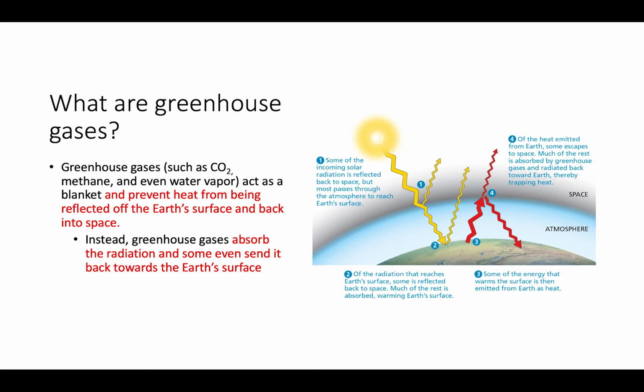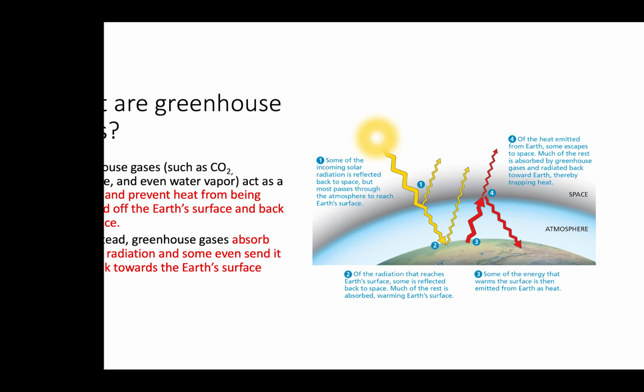And so that's why we say that greenhouse gases act as a blanket, because when they reflect that heat back down towards the surface of the Earth, they're contributing to the increased warming of the surface of the Earth.